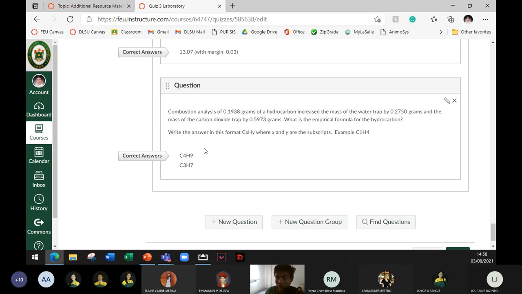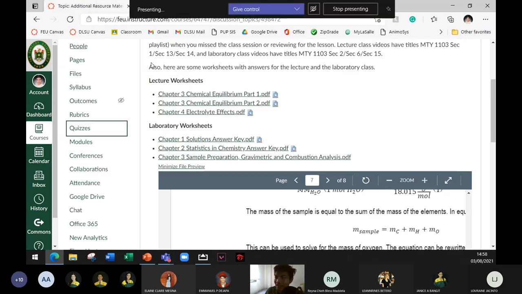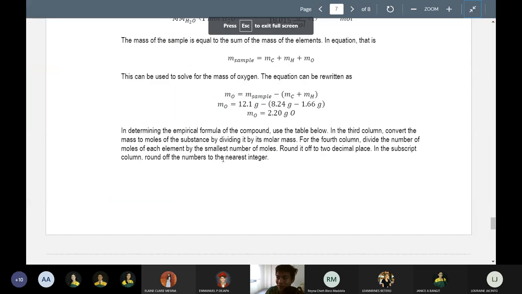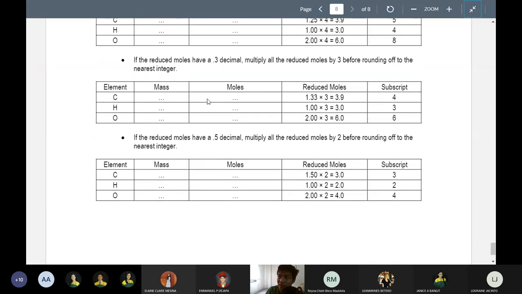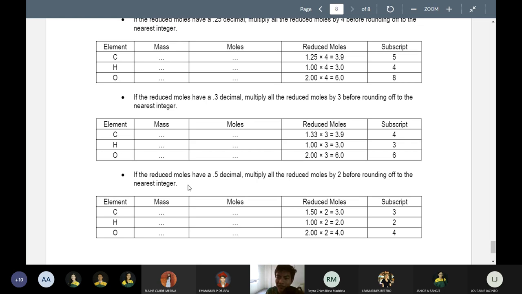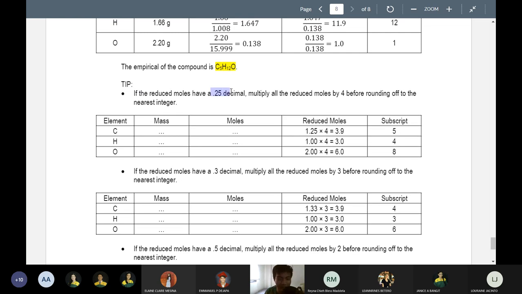Kasi this is partly my fault then. Kasi di ba nung dinidiscuss ko sa inyo yung formula, I forgot na other than 0.3 and 0.5, di ba pag 0.3 times 3 para maging whole number, pag 0.5 times 2 para maging whole number, I forgot na meron din palang 0.25. Okay. Nakalimutan ko siya. No? So kapag 0.25, you multiply the reduced moles by 4. Okay. Para maging whole numbers sila.